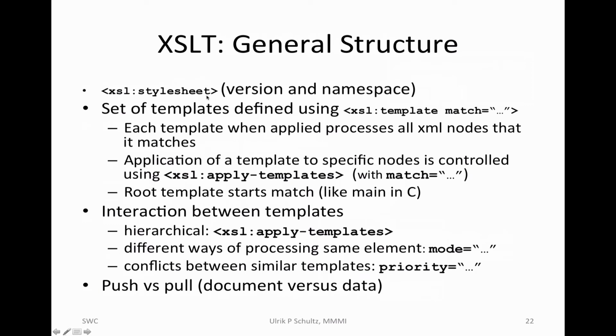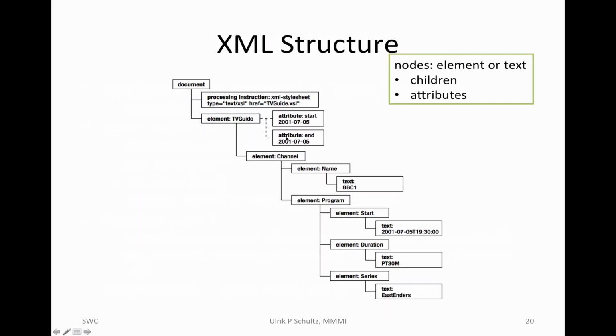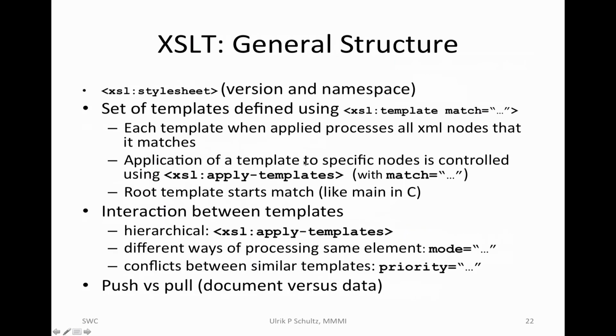In XSLT, the general structure we have is a style sheet with a set of templates that are defined. In a template, we say what my template matches, which would typically be one of the nodes here, like TV guide or channel or whatever. Then templates are used when they are applied. We apply the templates, and we can apply only specific templates by controlling the match. And we always start with the root template.